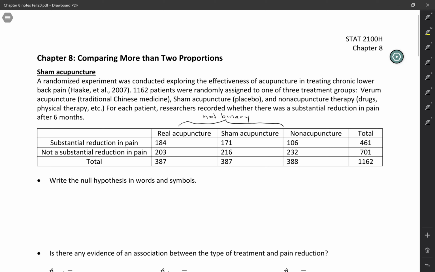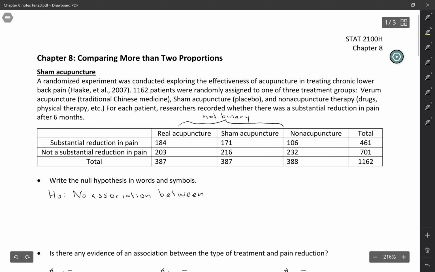And for each patient, the researchers just recorded whether there was a substantial reduction in pain or not. So here we are looking at a binary response. So let's start by writing the hypotheses. We can write it in words in terms of an association. So we can say that there is no association here between our 2 variables. That would be the null hypothesis.